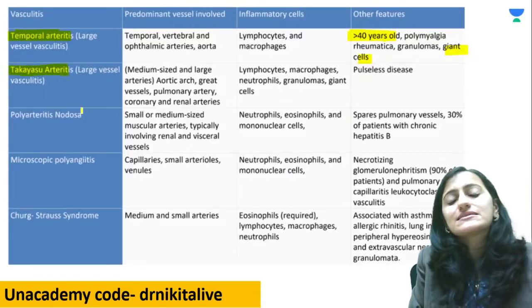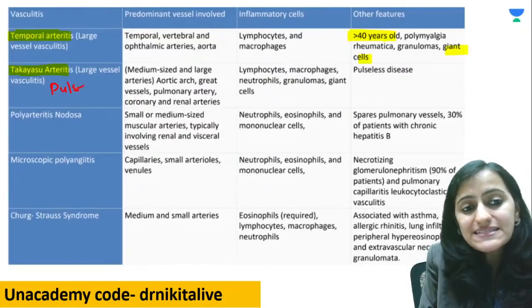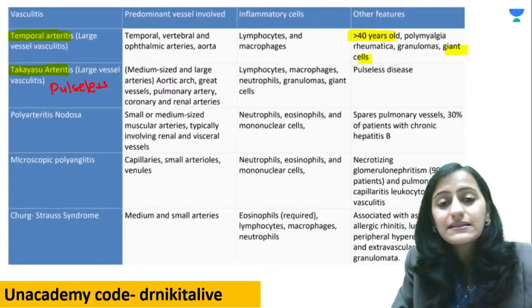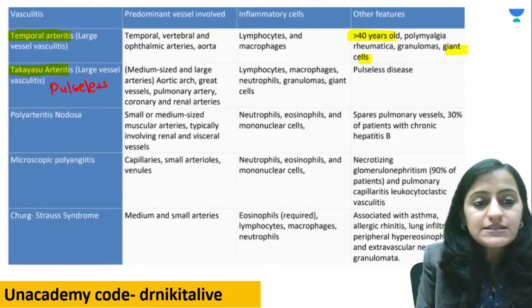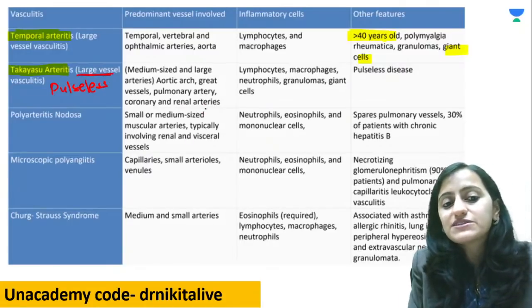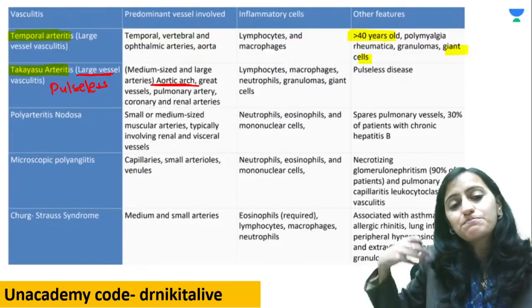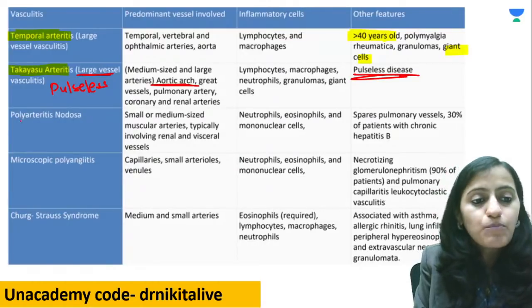Takayasu arteritis is the one which is also called the very, very important pulseless disease. Takayasu is your pulseless disease. That means it affects the main vessel, that is the aorta. So it is also a large vessel vasculitis. Aortic arch can be affected. So remember, pulseless disease, you don't feel the pulse. That is an important feature.